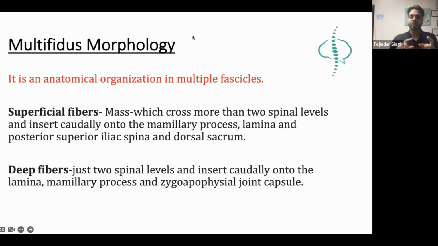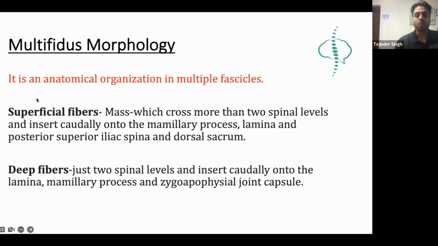The difference between deep fibers and superficial fibers is that deep fibers are present between two segments. The deep fibers are present between L5 and S1, L4 and L5, L3 and L4, and so forth. Superficial fibers go across more than two segments. So fibers from S1 can go to L3. They travel across more than two segments.